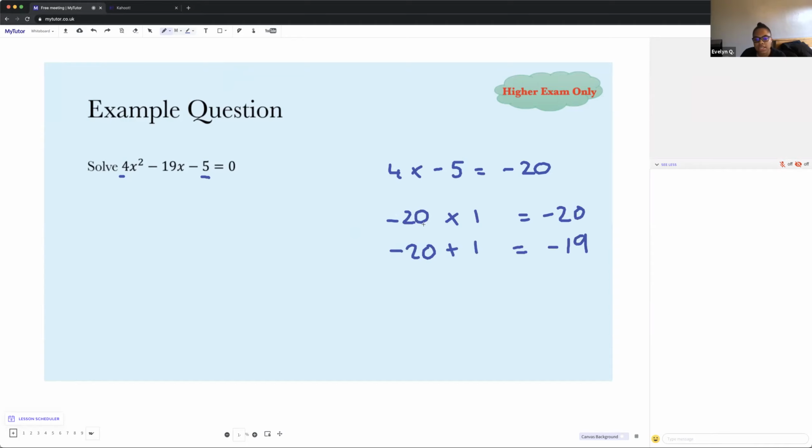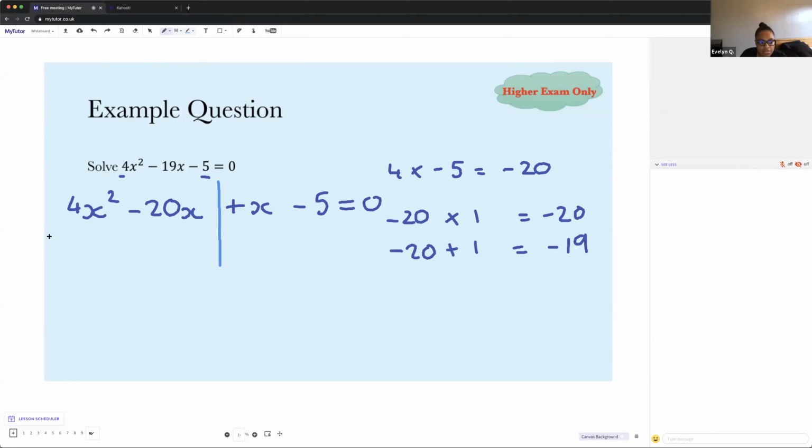So I know these are the two numbers that I'm going to end up using. So I've got -20 and 1. Now remember, I'm going to use these numbers to split that -19x. So I've still got 4x squared, but now I'm going to have -20x plus x minus 5 equals 0. Now, a little method just to help me factorize a little bit better is to draw a line down the middle, and then I can factorize the left-hand side and the right-hand side.